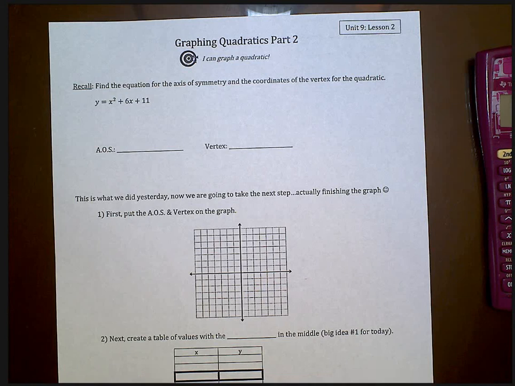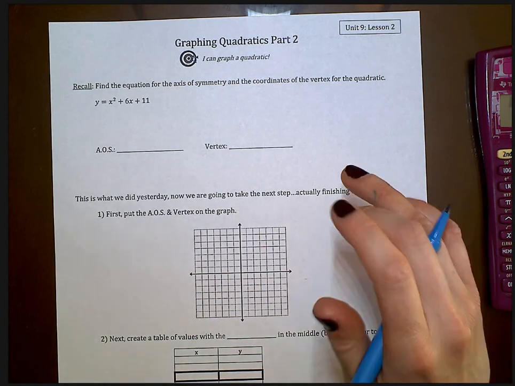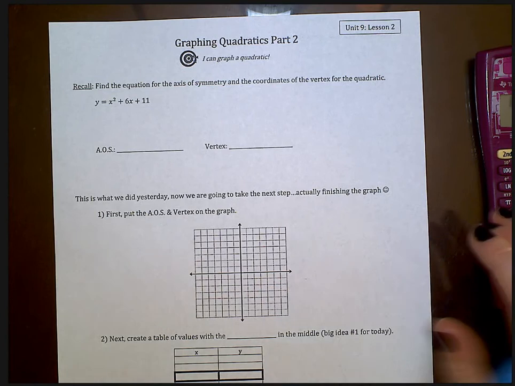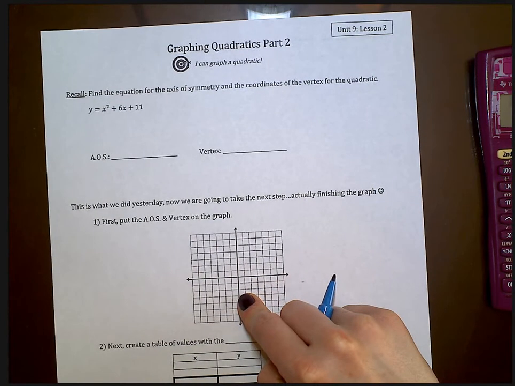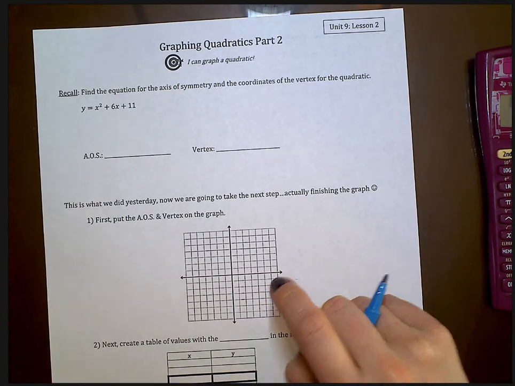Okay, graphing part 2 today. So last time we introduced how to start setting up graphing a quadratic. Today we're going to put it all together and actually get the picture of our parabola on the graph. So let's recall what we learned last time.